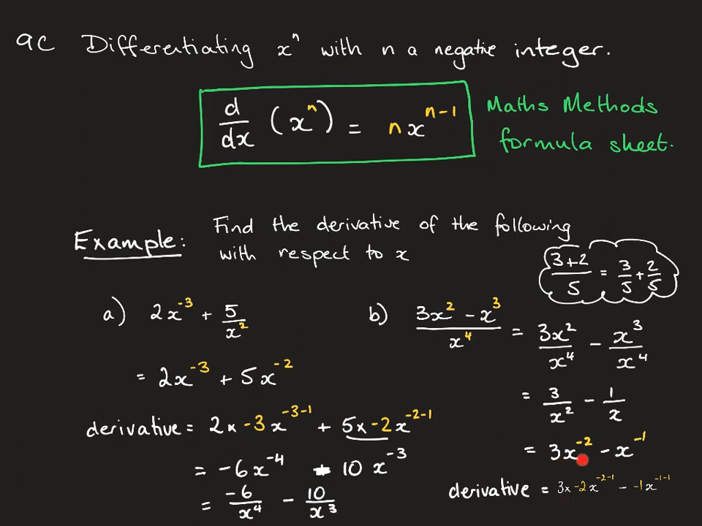So the 3 stays at the front, the minus 2 comes down as a power, x, and minus 2 minus 1. Then we've got take away, the minus 1 comes down as a power out the front, x to the power of minus 1 minus 1, and that gives us minus 6x to the power of minus 3, minus 1 gives you a plus, and x to the minus 2. Again, you can write this with positive powers by writing this as minus 6 over x cubed and writing this as 1 over x squared.